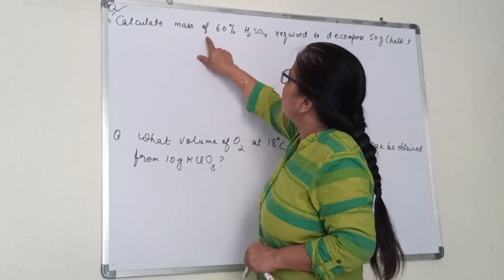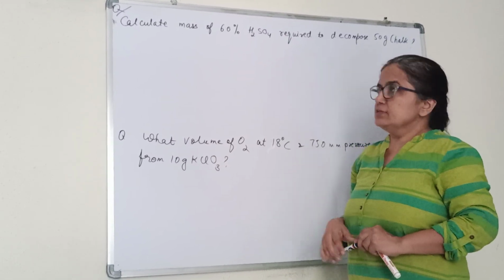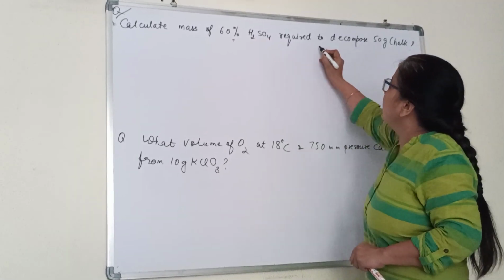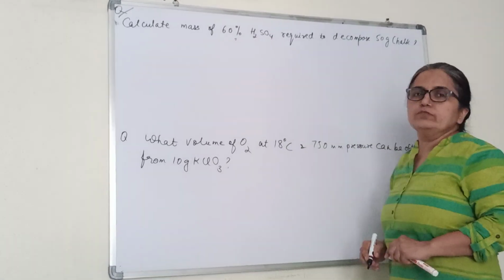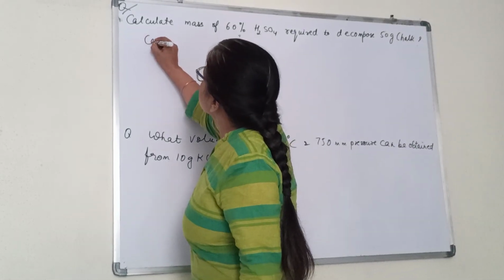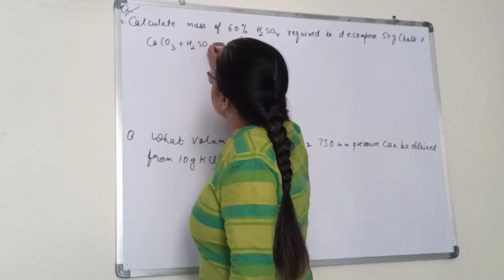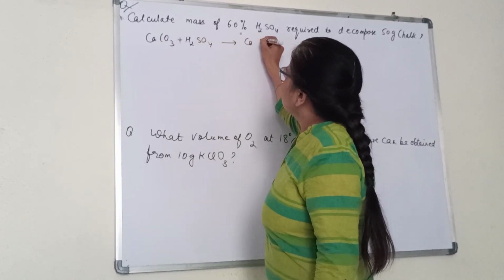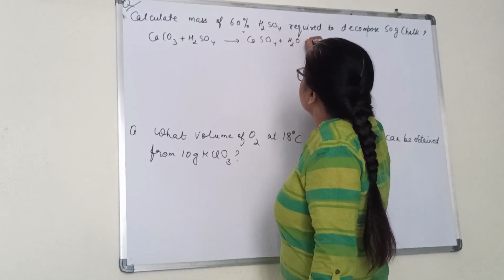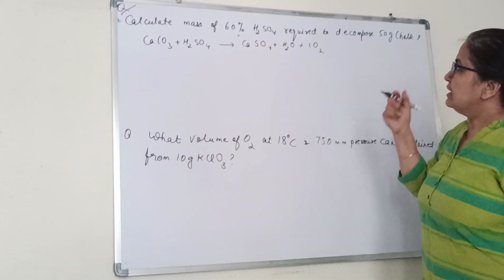Question is, calculate the mass of 60% sulfuric acid. This is the important thing here: 60%, it is not 100% pure, required to decompose 50 grams of chalk. What is chalk? Calcium carbonate. Let us write the equation first. Calcium carbonate plus sulfuric acid gives calcium sulfate plus water plus carbon dioxide. This is a balanced equation.